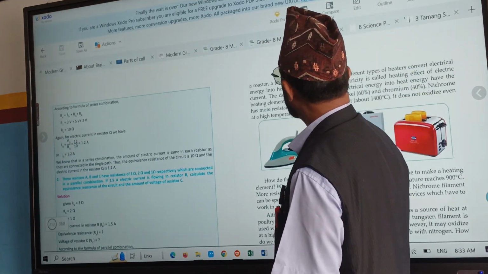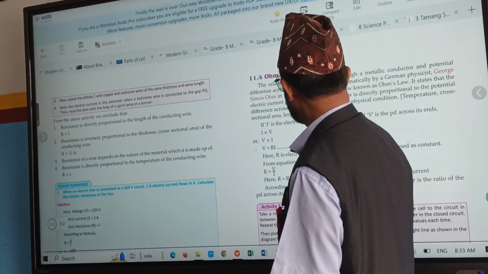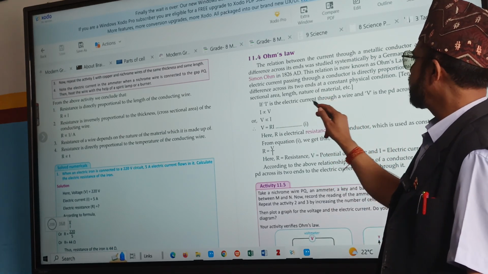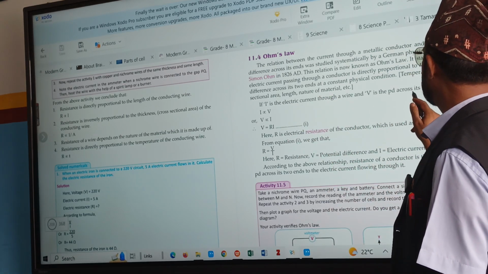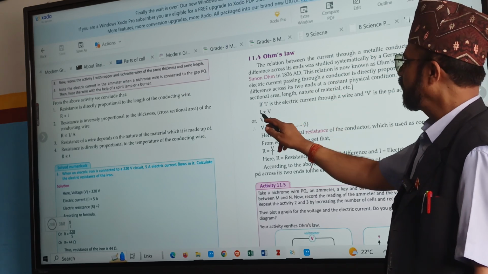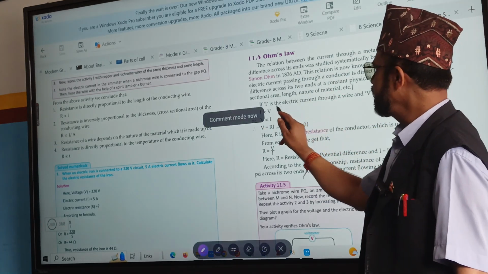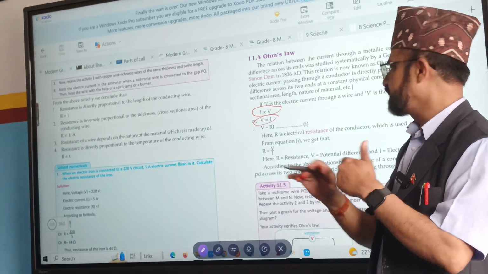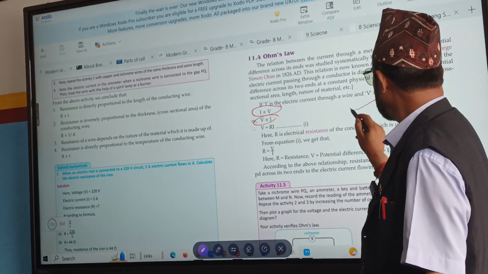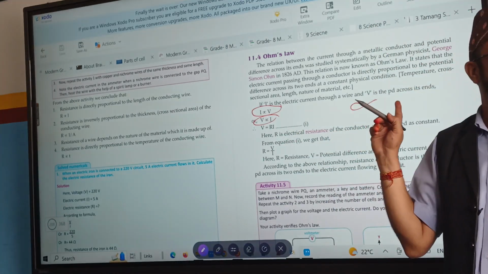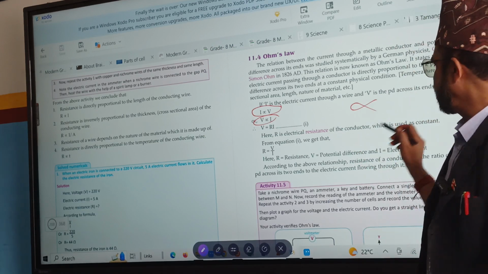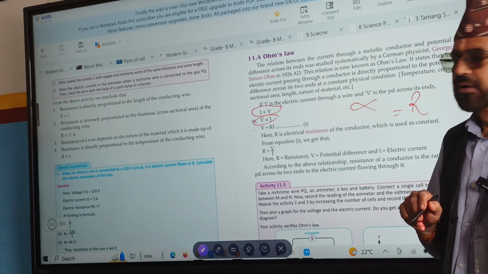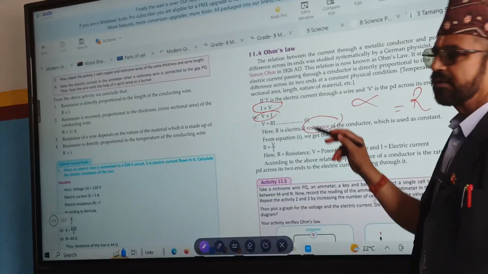I will just tell you. The formula is here, George Simon Ohm's formula. If I is the electric current through a wire and V is the PD across its ends, according to Ohm's law, what is given here? I is directly proportional to V, or V is directly proportional to I. We can change this proportional sign, remember what the sign is called? Proportional. It must be changed by using a constant, equals to. So they have used one constant here. What is that constant? R. What is R? Resistance of the conductor.